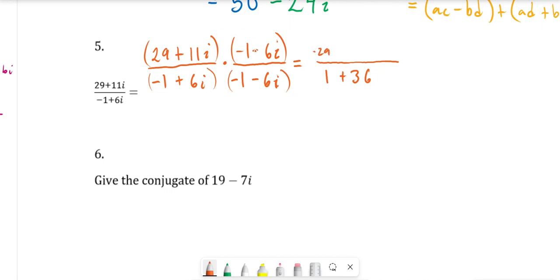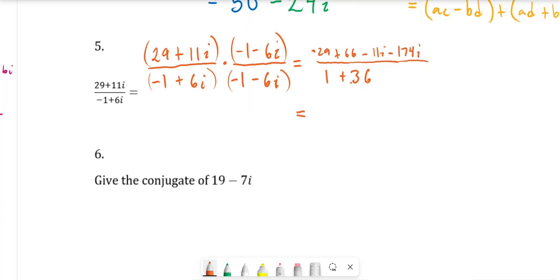We have minus 6 times positive 11, that's negative 66i. But the i times i will give me i squared, and so this is going to turn into a plus 66. And my inner and outer terms are going to be minus 11i and negative 6 times 29. Well, 30 times 6 would be 180, and minus 6 would be 174. So this is going to be minus 174i.